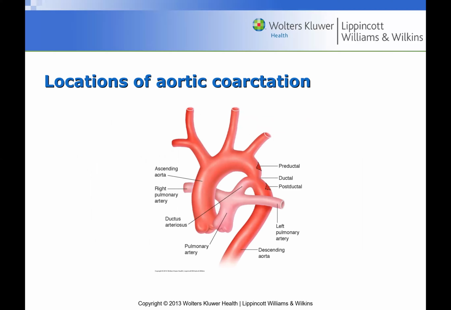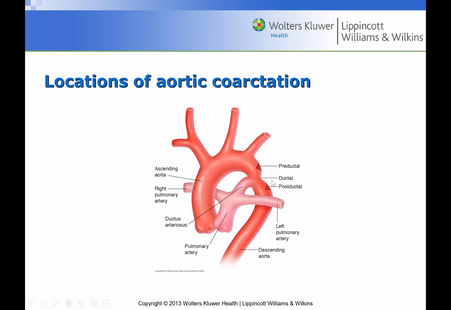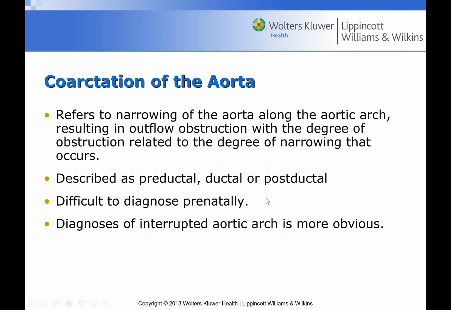Next thing we're going to talk about is coarctation. And coarctation is basically narrowing of the aorta. Sometimes it's very difficult to diagnose in utero. It can be in different spots. It could be pre-ductal, at the ductal, or post-ductal.